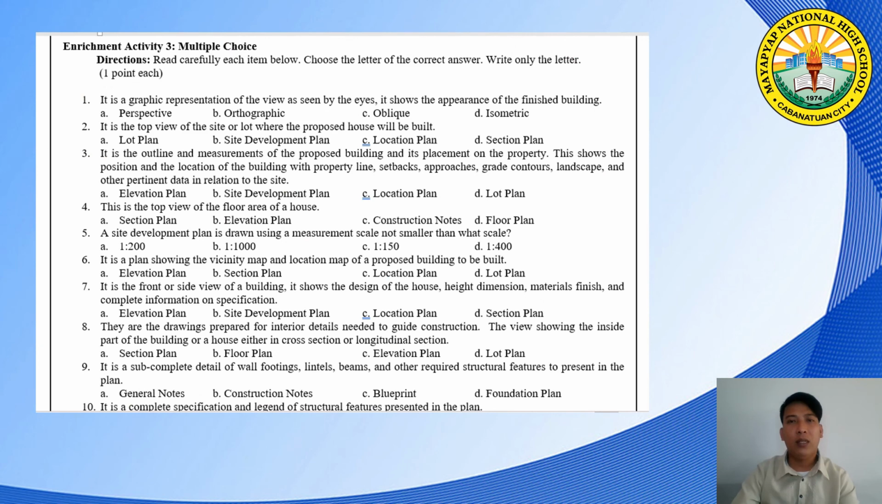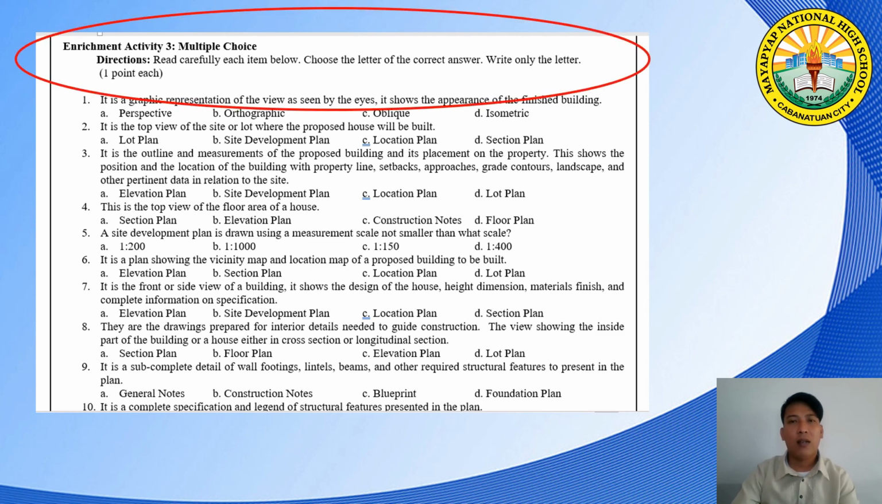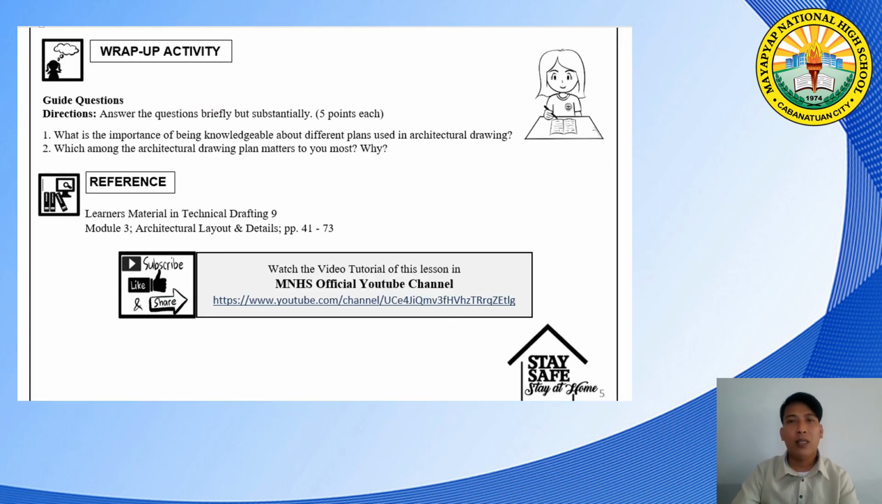For enrichment activity 3, read carefully each item below. Choose the letter of the correct answer. Write only the letter. And for a wrap-up activity, just provide a brief explanation of the following questions.